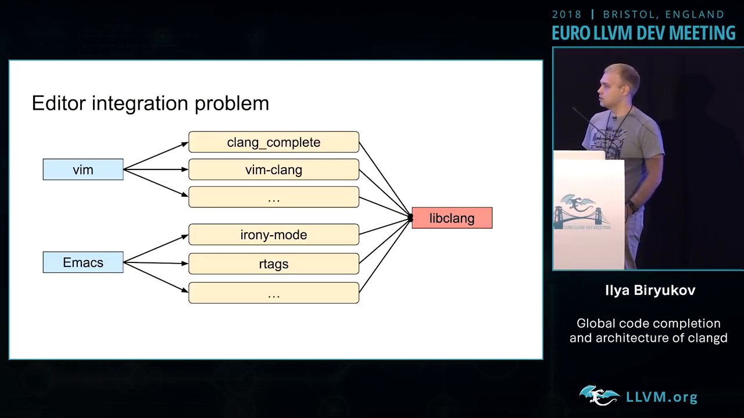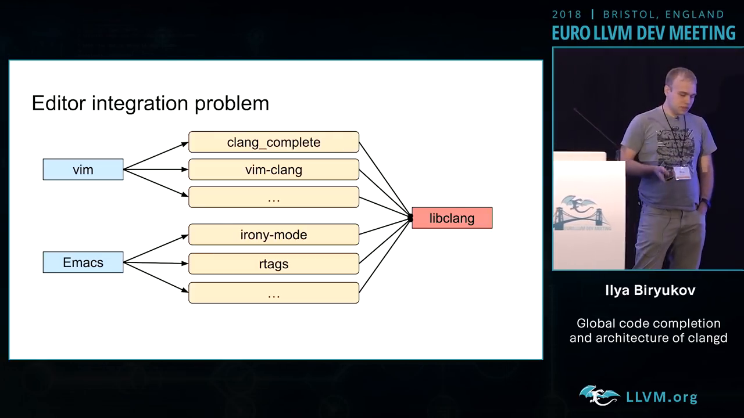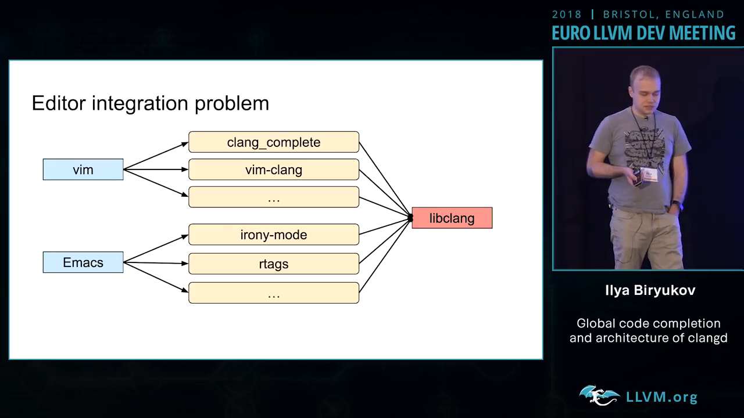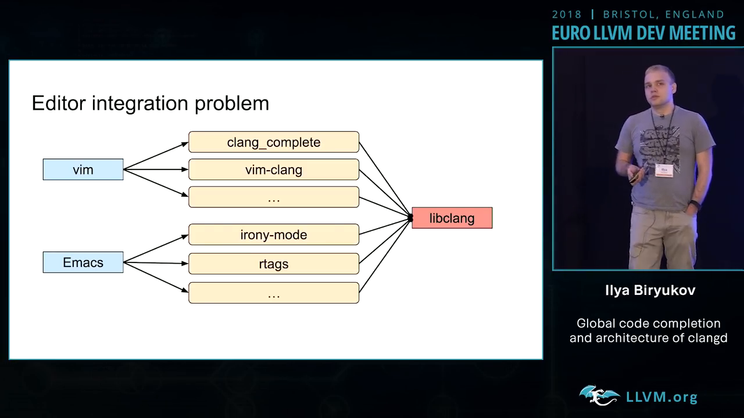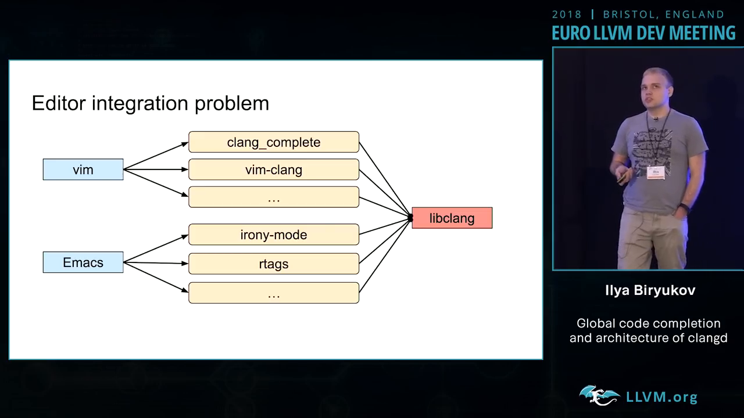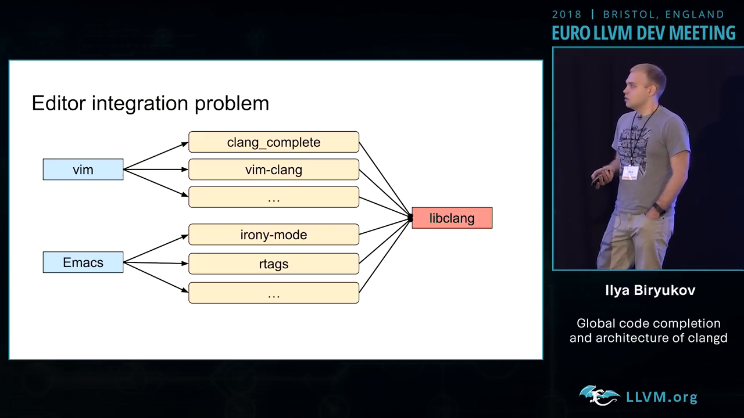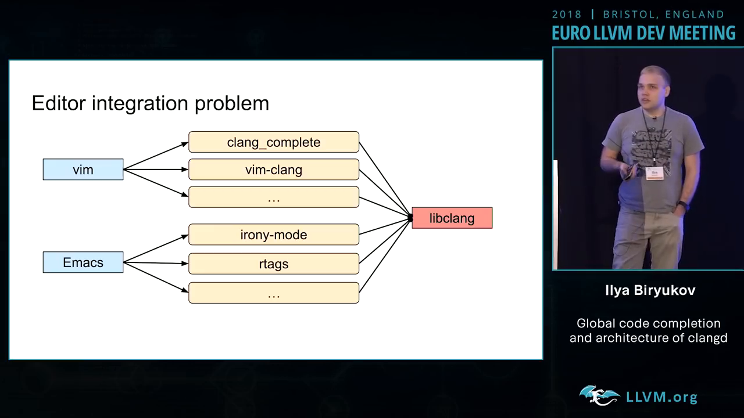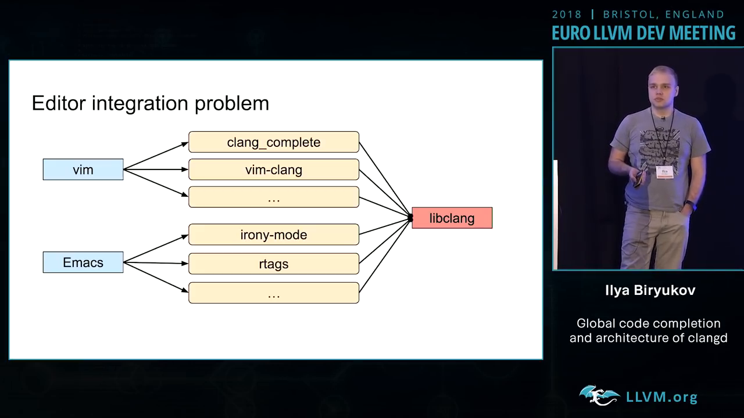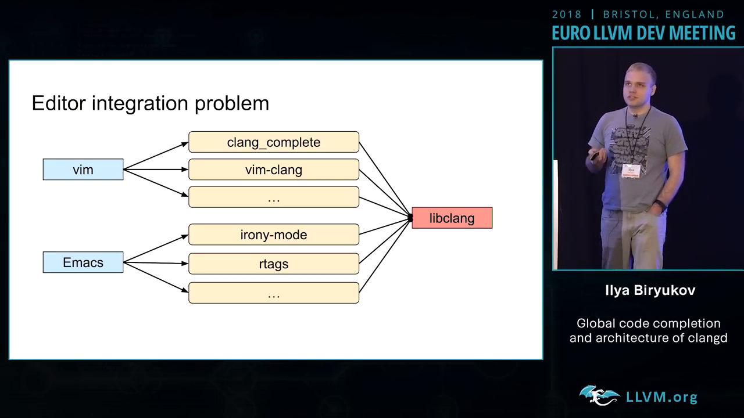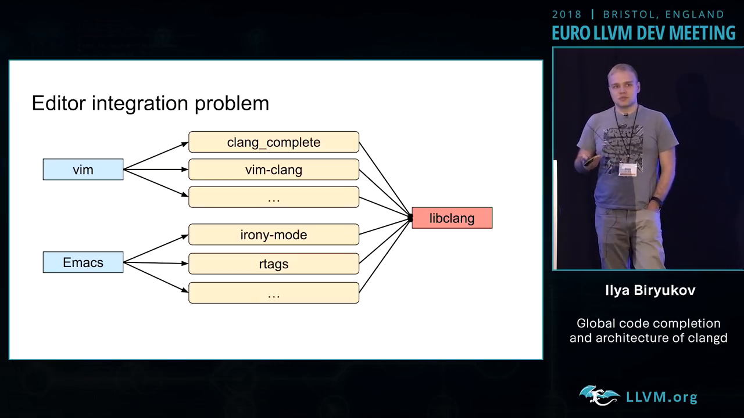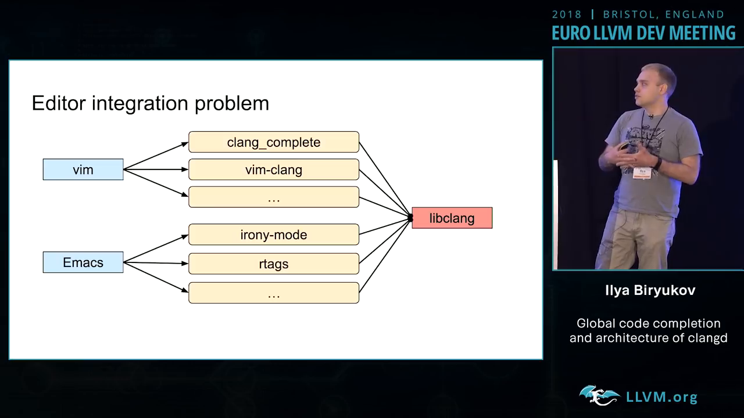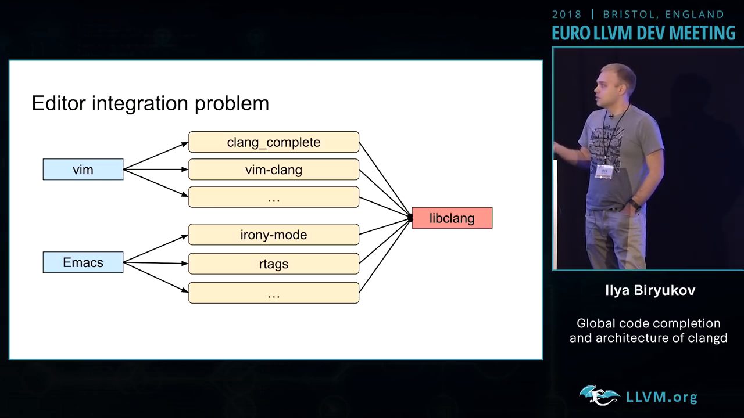But I would disagree with that. That's not actually true. What LibClang does is it makes implementations of those plugins feasible. It doesn't mean that it makes the implementations of those plugins easy. The first problem that you run into is that editors are not usually extensible directly in C. You will still need to write a C or C++ binary to merge together LibClang and a new editor.